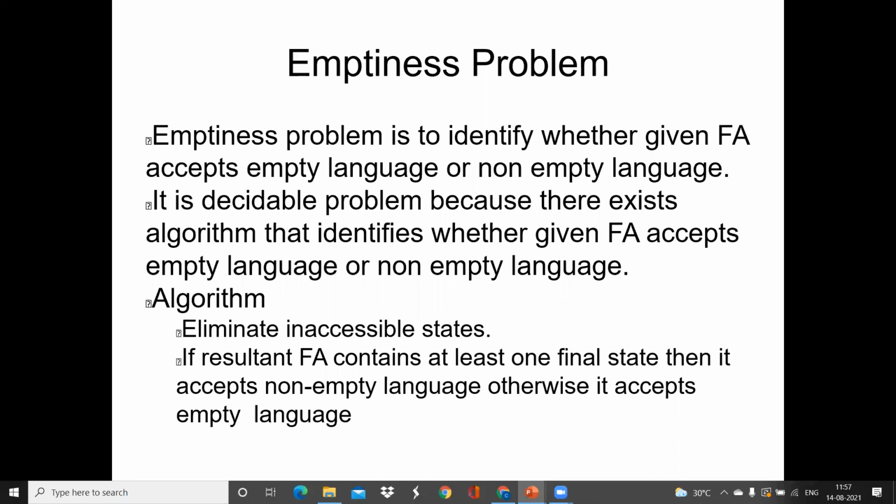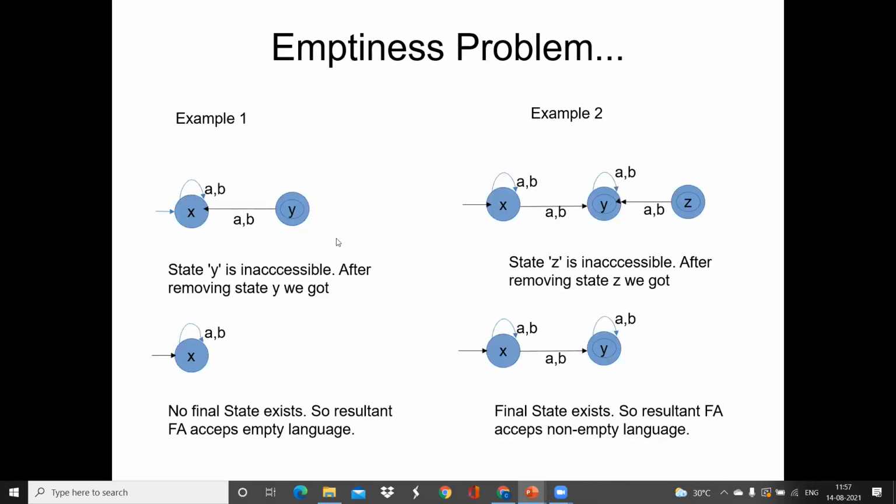After eliminating that, if there exists a final state, it means it is accepting some input. If there is no final state, it means it is not accepting anything. So if it is not accepting anything, it means it is accepting the empty language. So this is the example for this. Here this Y is not reachable, it is inaccessible. So it is removed. So what you got is this. And here you don't have the final state. It means it is accepting the empty language.